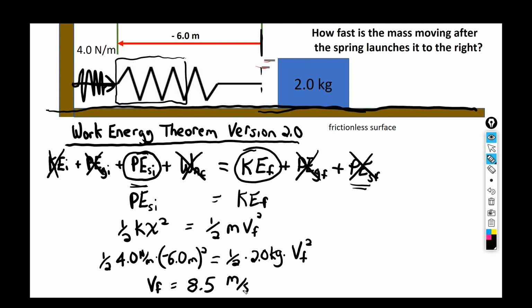Obviously, using the work energy theorem version 2.0 with the potential energy terms is much, much easier.